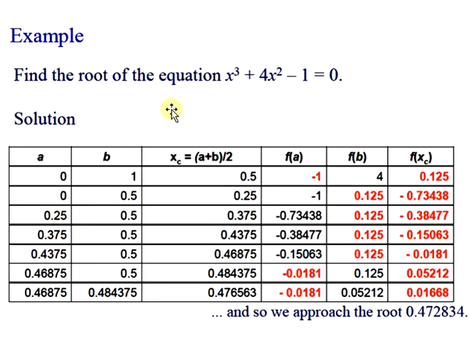Here is another problem to find the root of the equation x cube plus 4x square minus 1. So you can try out this equation. Initially we take a is equal to 0 and b is equal to 1, and you can continue this calculation, and finally you can approach this value.